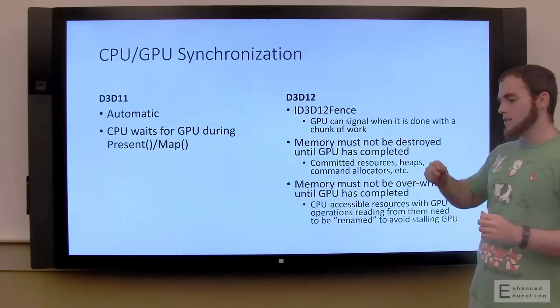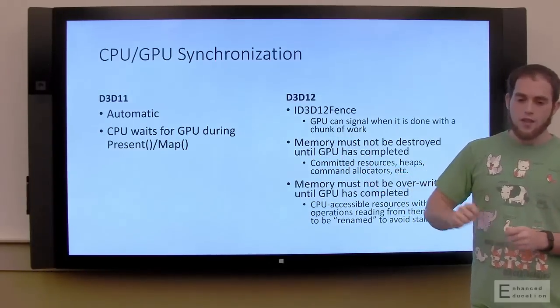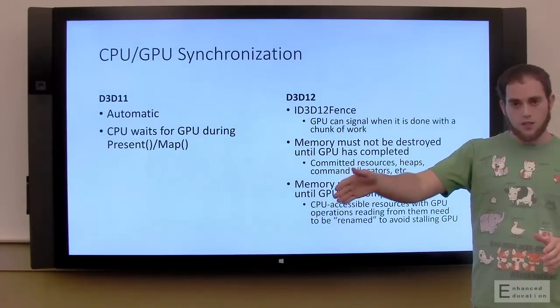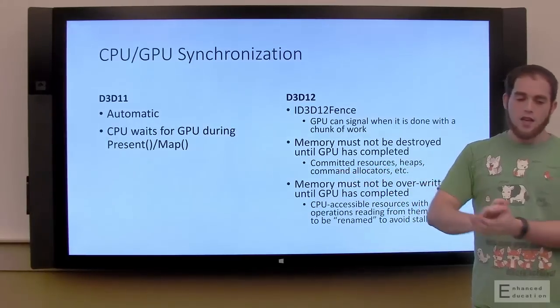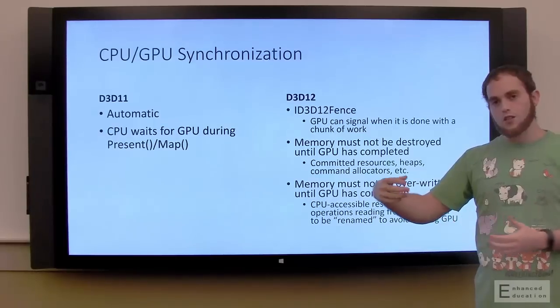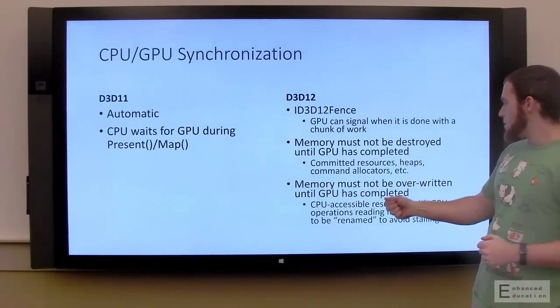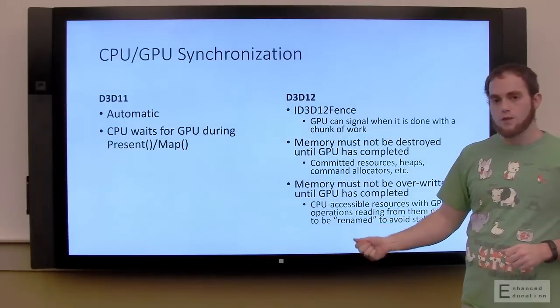So basically, if I submit a command list that has some references to some resources, then I would submit a fence signal on the command queue afterwards, and I need to wait until that signal has completed before I can actually go and destroy those resources. Very similarly, memory must not have been overwritten until the GPU has finished reading it.